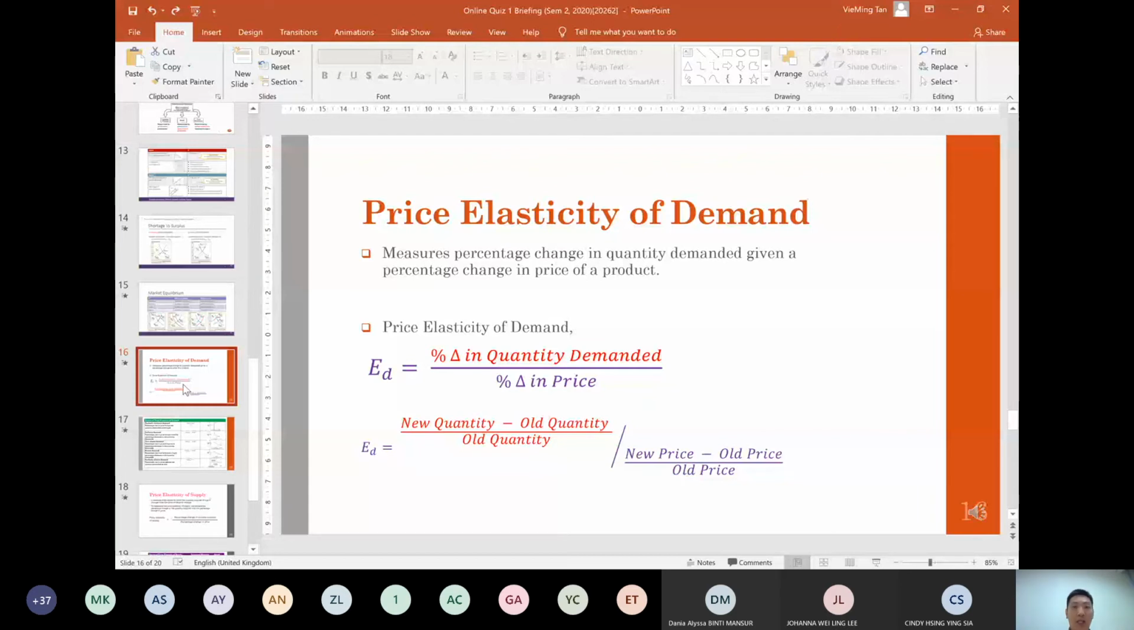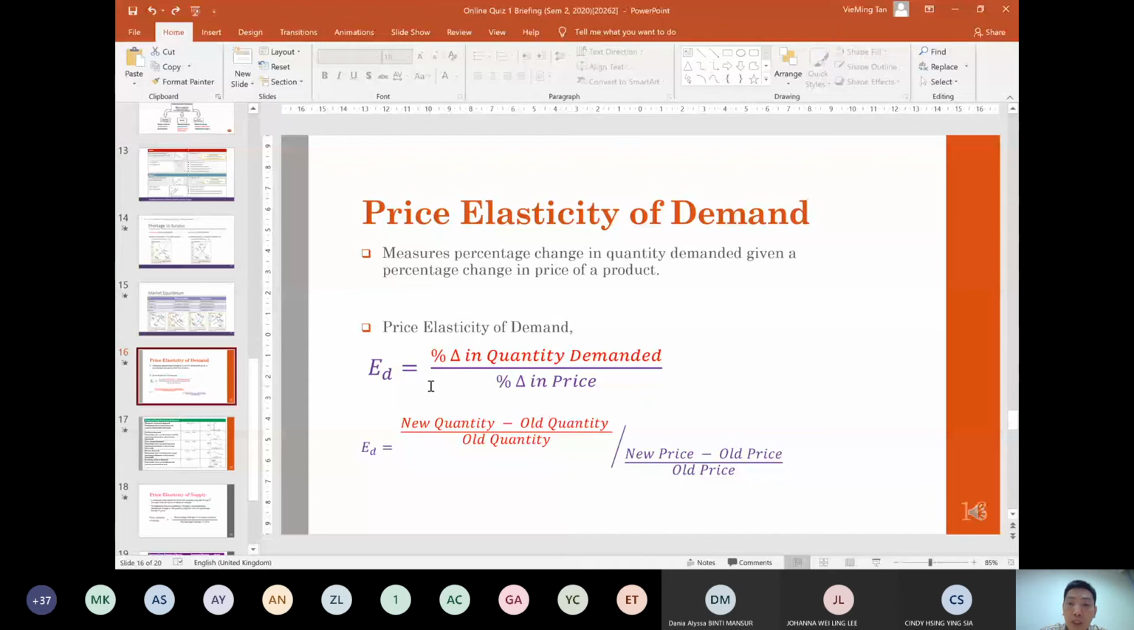We can learn this by using a mathematical equation to measure the change of quantity demanded and also the change of quantity supplied. So what is the formula that we can use? Actually, we can use the formula that we learn in chapter 4, which are price elasticity of demand and also price elasticity of supply. Let's check the first one, price elasticity of demand. So what is the formula? The formula is equal to the percentage change in quantity demanded divided by the percentage change in price.